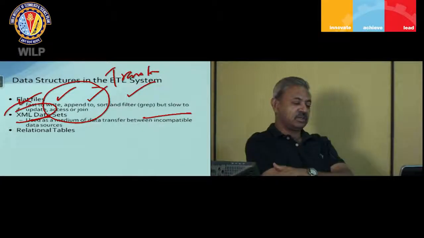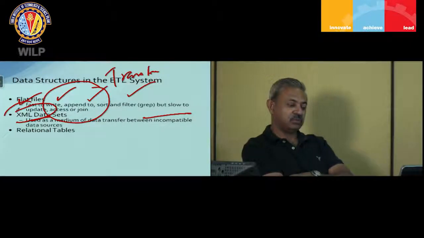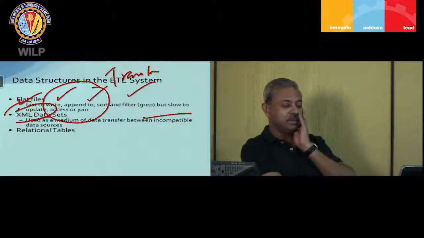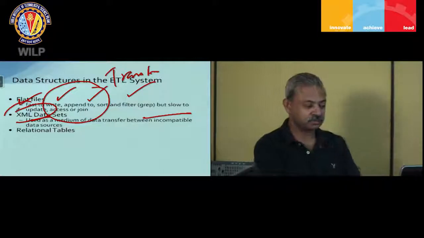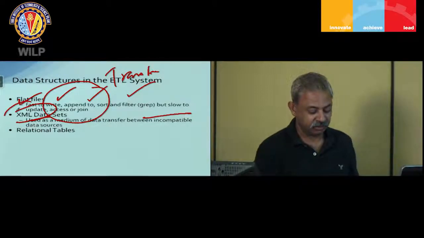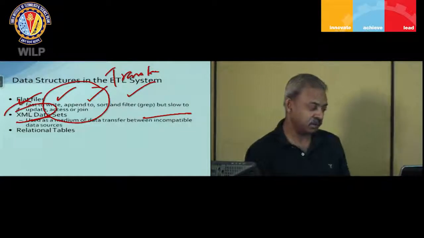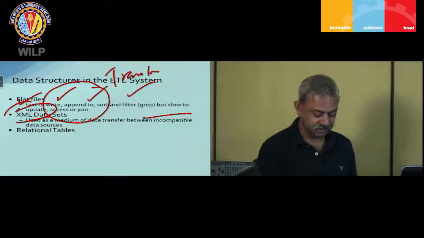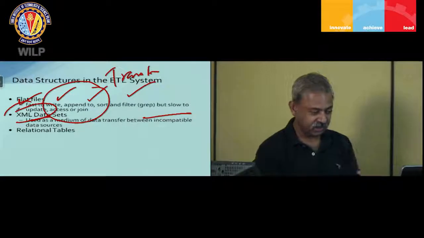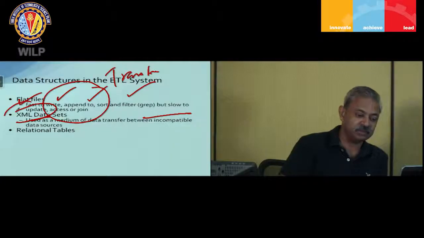And as I said, data structures, some more details about that. You have flat files, which are fast to write, append to, and filter, applying some kind of filter or grep, but they are slow to update, access, or join. So if you have data in two files, and you want to combine the information in these two files, it would require you to write a very involved piece of code. But if you have your data in relational tables, then the join operation is very well defined and supported.